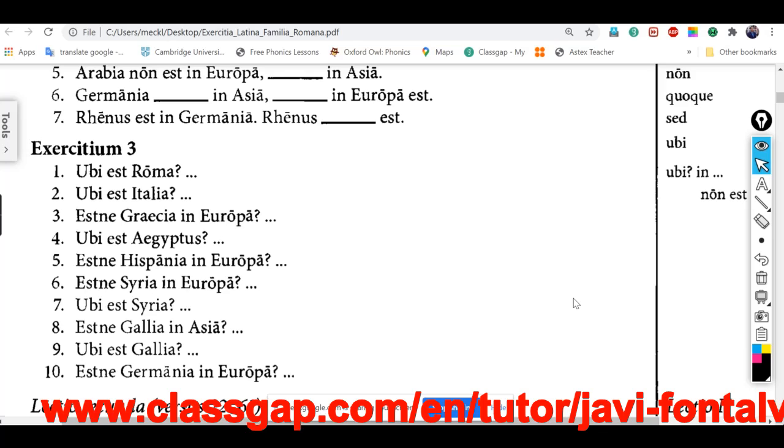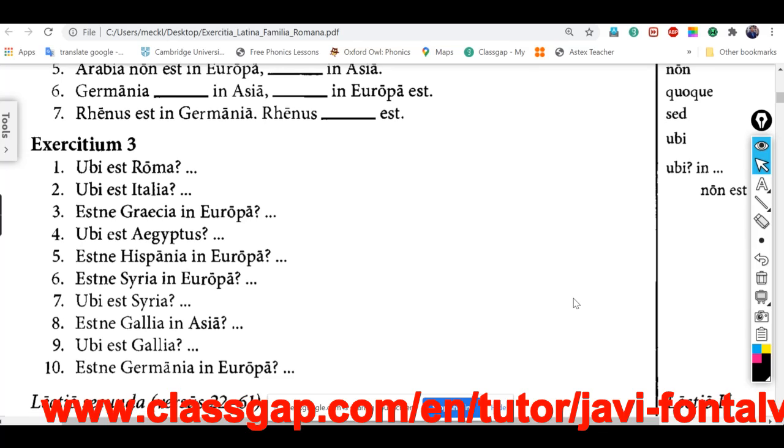Ubi est Syria? Syria est in Asia. Esne Gallia in Asia? Non est Gallia in Asia. Ubi est Gallia? Gallia est in Europa. Esne Germania in Europa? Germania in Europa est. Now you can speak some Latin. Good. Yay.